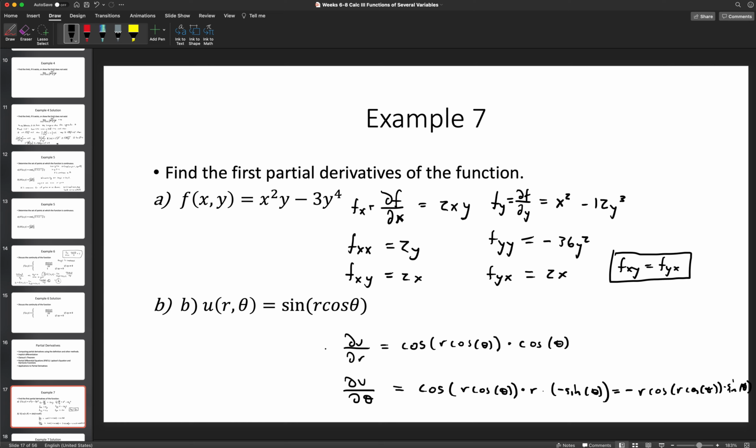So that would be the first partials of this particular function. If you want to put it in the same notation as before, it would be u_r, and this would be u_theta. So yeah, you can take first partial derivatives, second partials, and what they call mixed partial derivatives too.